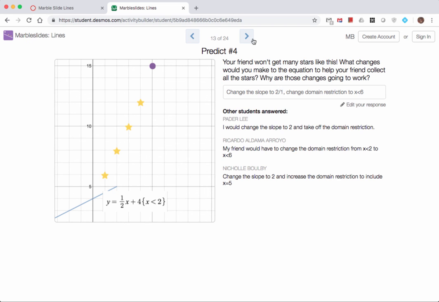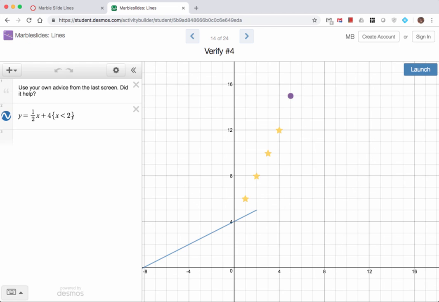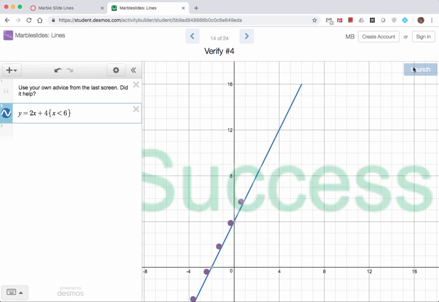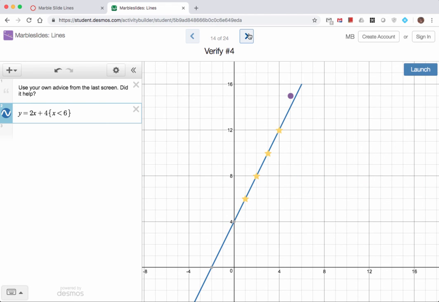So I'll share that with class. Let's go give it a go. Now I'm going to say, do it, okay? So let's give it a go. So we'll go till 6 there. Oops, go to 6, okay? And then we're going to change this to what? To 2, right? Make the slope 2. Okay, let's see if that worked. Bada bing, bada boom, we got them, okay?